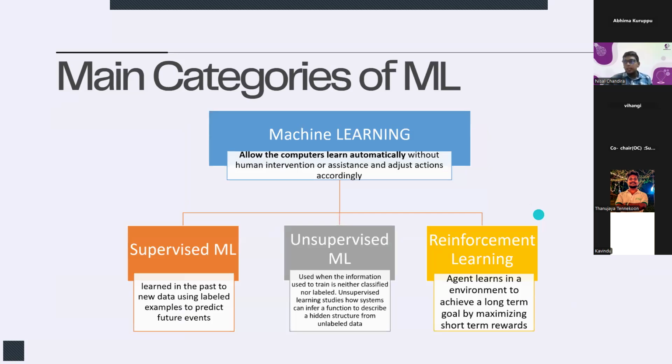So what are the main categories of machine learning? Give me 1 minute.